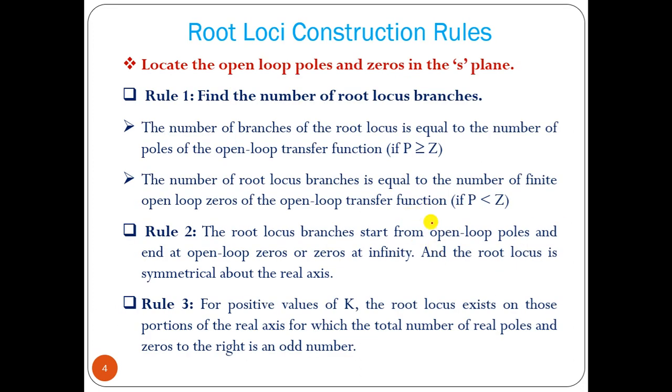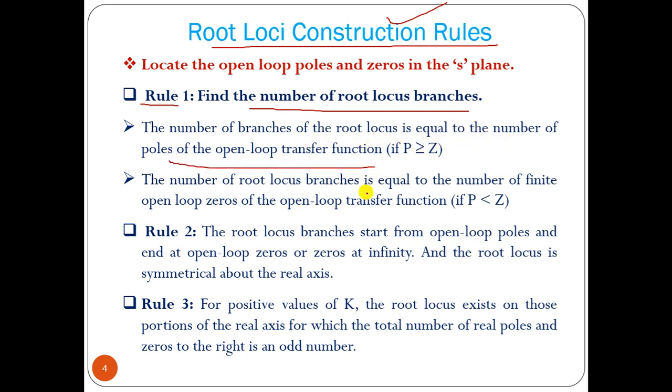Okay, now let me explain to you the construction rules of root locus. Root loci construction rules. The first rule is to find the number of root locus branches. The number of branches of the root locus is equal to the number of poles of the open loop transfer function if p is greater than or equal to z. If the number of poles is less than z, then the number of root locus branches is equal to the number of finite open loop zeros of the open loop transfer function. This is how we can find out the number of root locus branches.